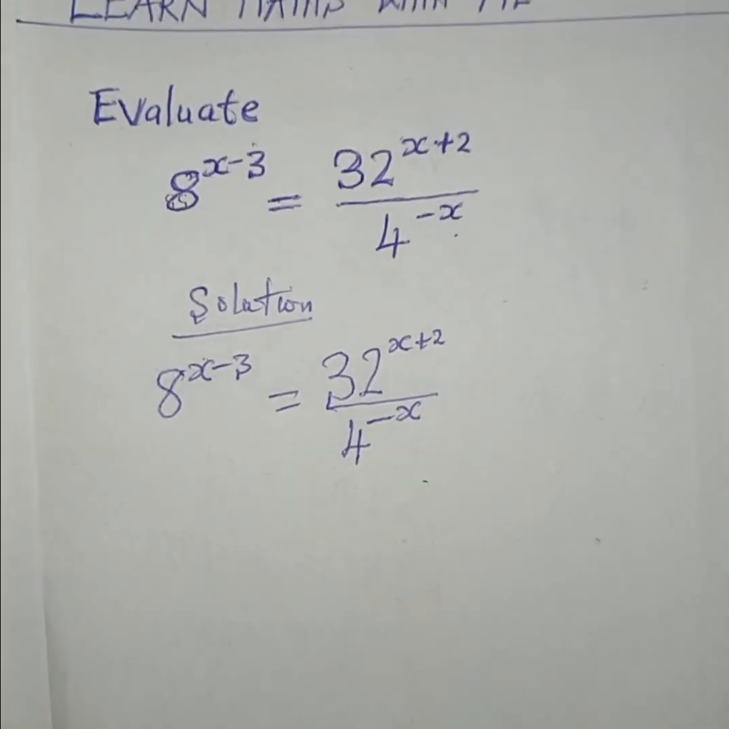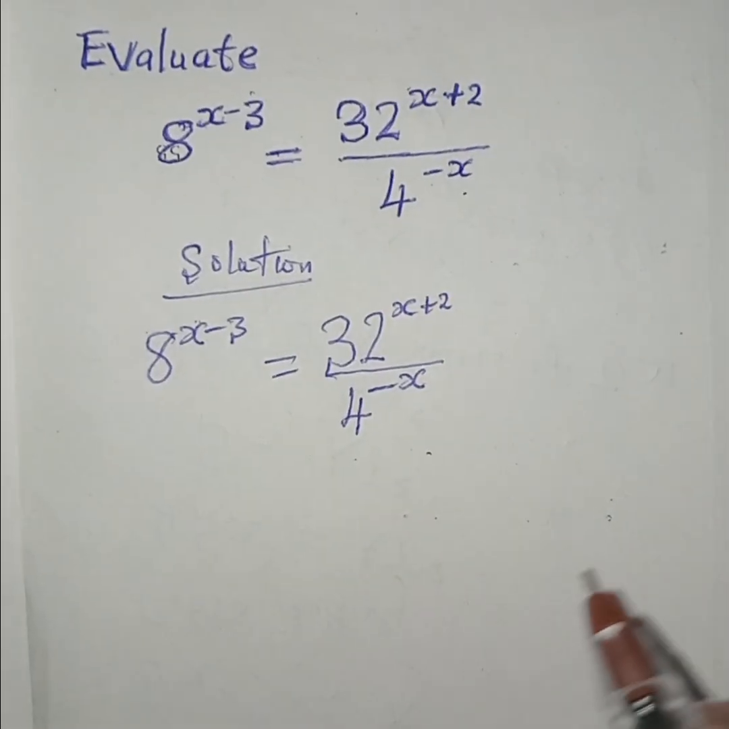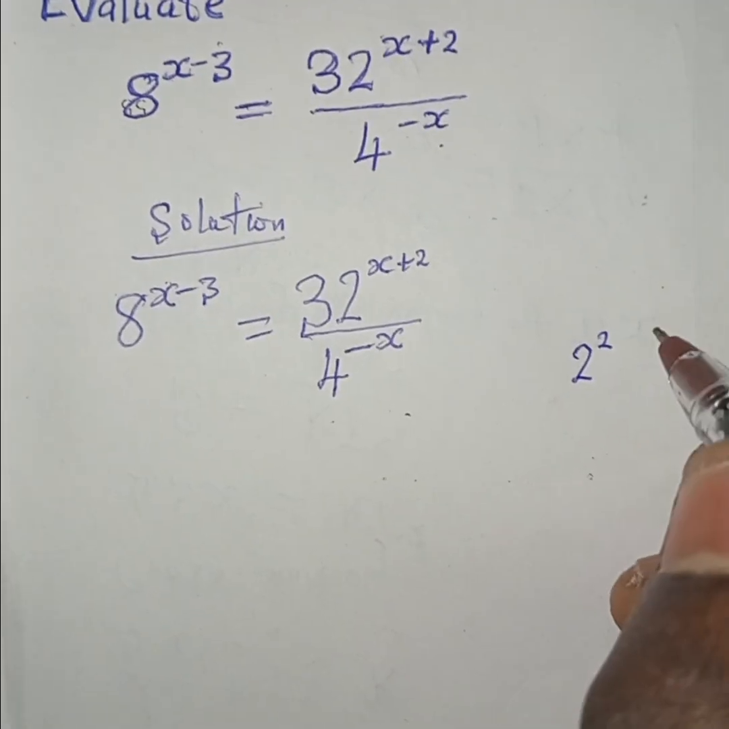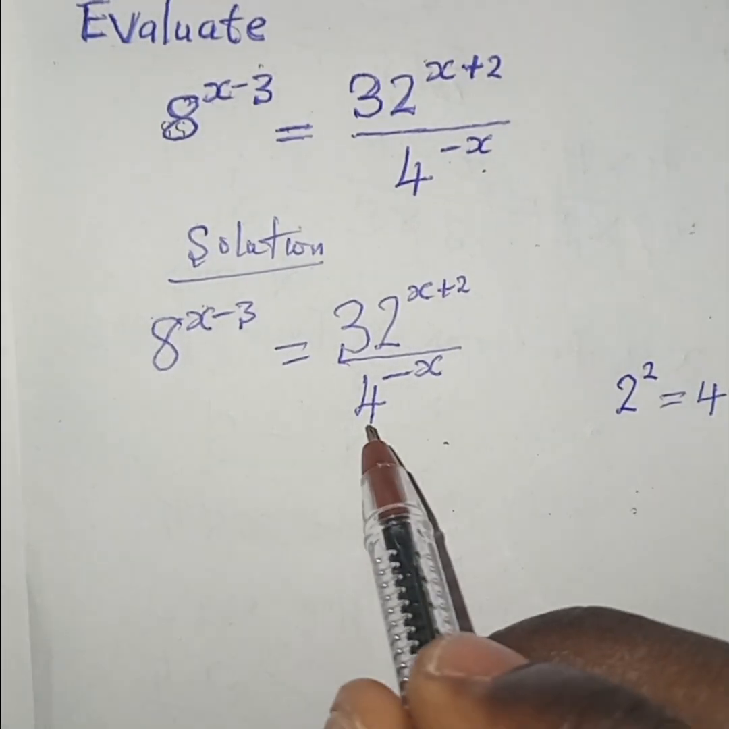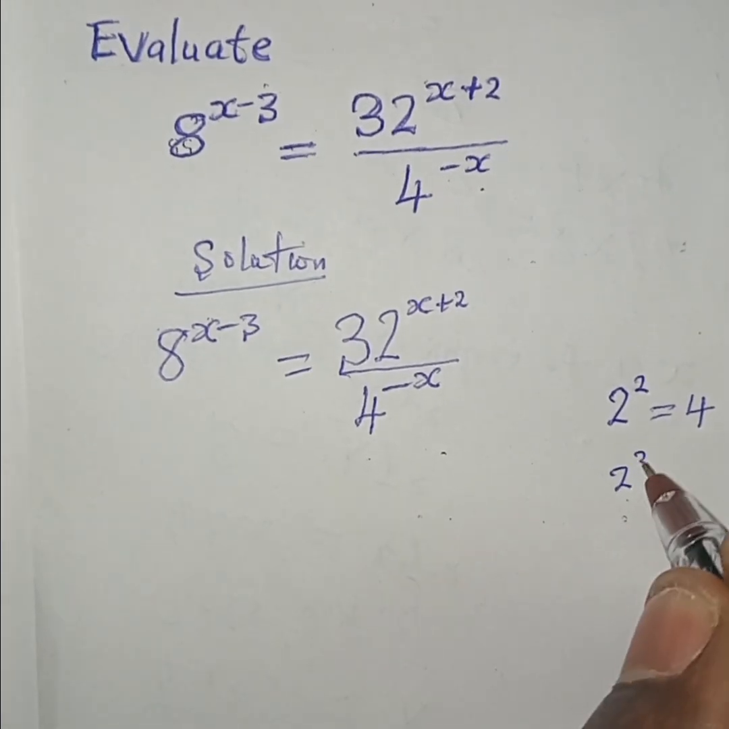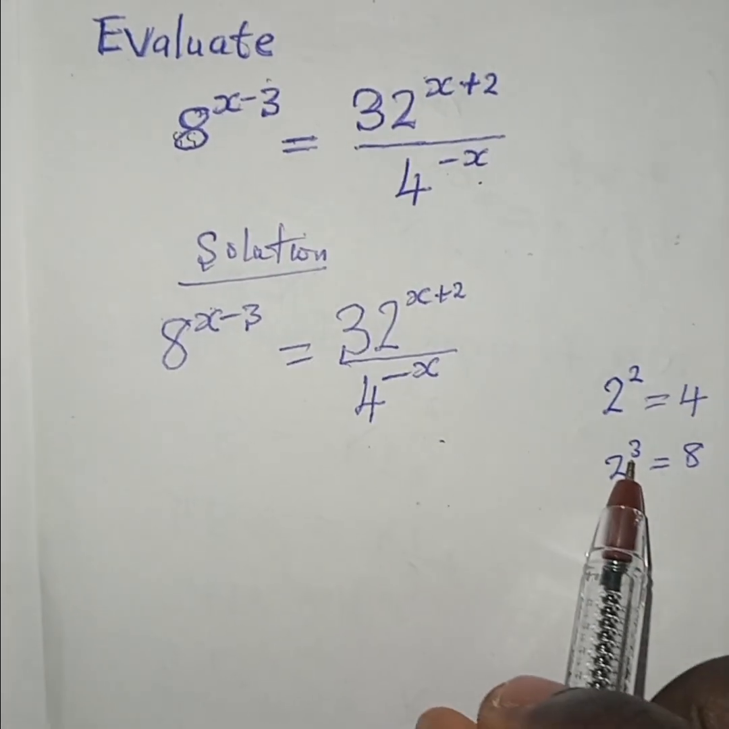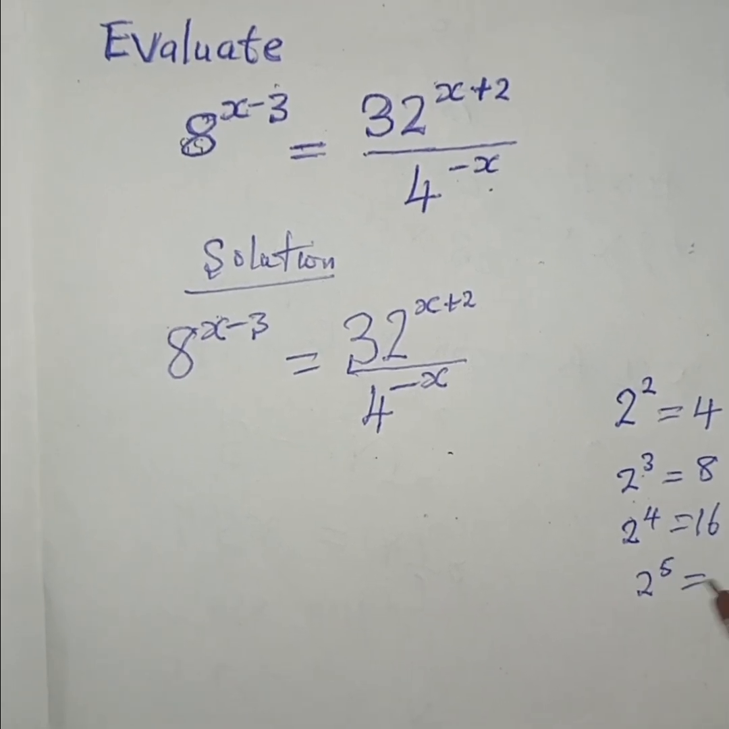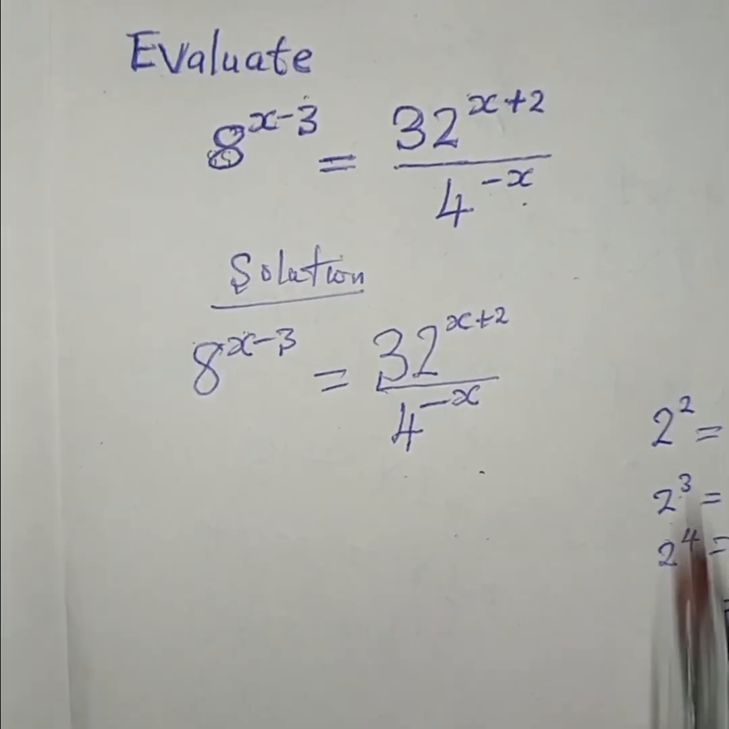All right, so remember there is a law in indices. This question is under indices. Don't forget 2 raised to the power of 2 is 4, so we can replace this 4 with 2 square. Also, 2 raised to the power of 3 is 8, so we can replace this 8 with 2 cube. 2 raised to the power of 4 is 16, not there. Now 2 raised to the power of 5 is 32, so we can replace this 32 with 2 raised to the power of 5. So if that is well taken, now let's continue.